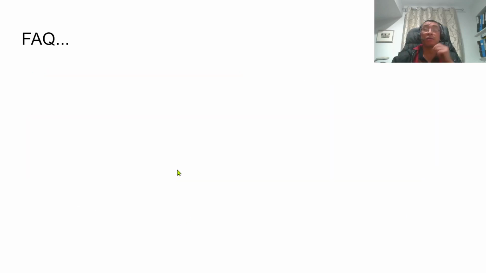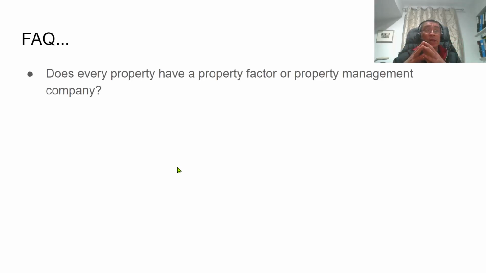let me answer some frequently asked questions in this slide. Okay, so does every property have a factor or a property management company? The vast majority of the properties that I purchase for my investors have them. The ones that don't are the minority. A lot of the cottage flats, like the four in a block, would not have it because you only have one neighbour, and that's quite easy to deal with.